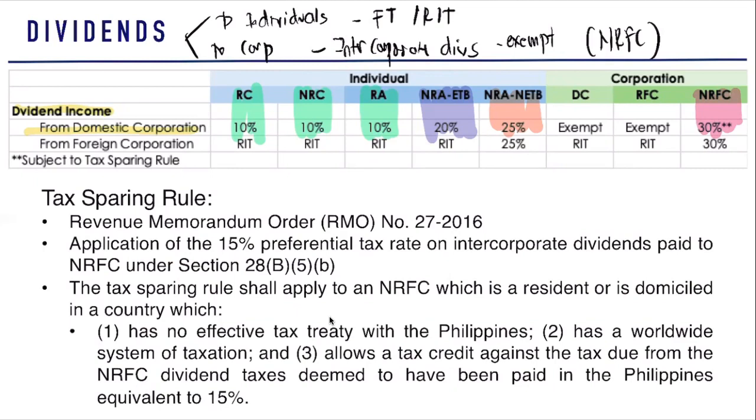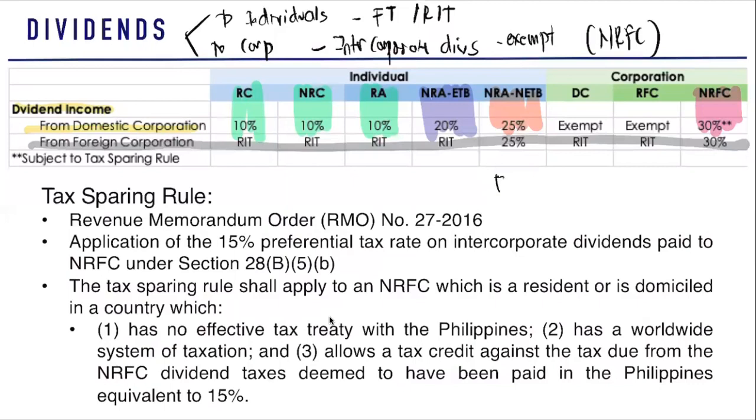Hindi yun magbabago for your foreign corporation, particularly NRA, NETB, and NRFC. So, importante tignan nyo kung galing sa domestic or yung foreign ang ating dividend. So, look at just the rates and you multiply the amount, that is the final tax. So, here, 10%. So, let's say you have here a dividend income amounting to 50,000. If that is from a domestic corporation and you are a resident citizen, 10% is 5,000.